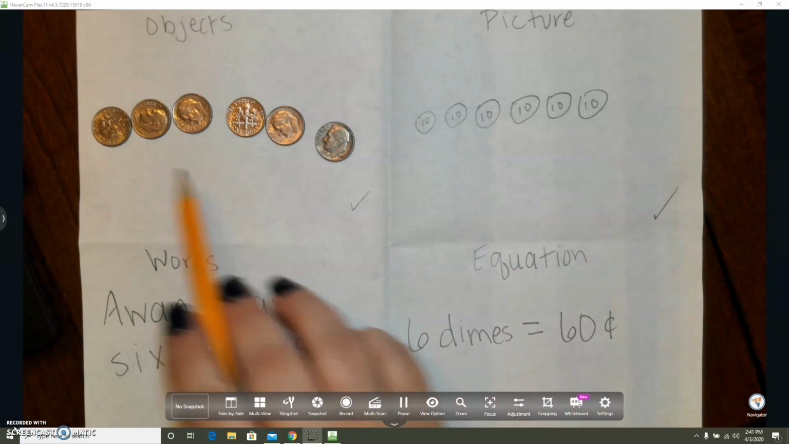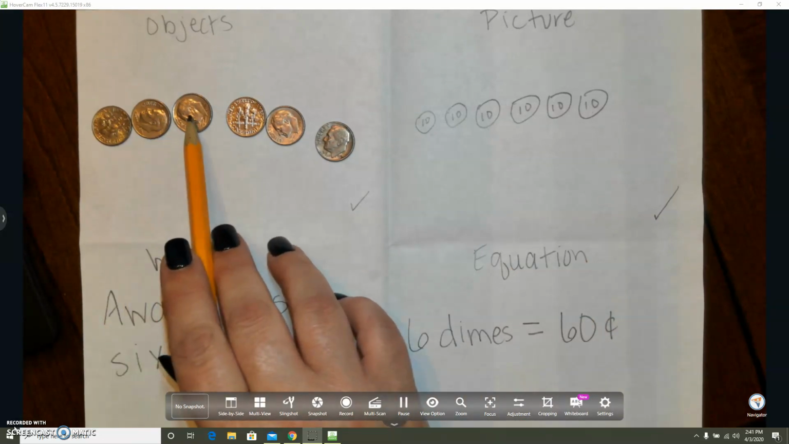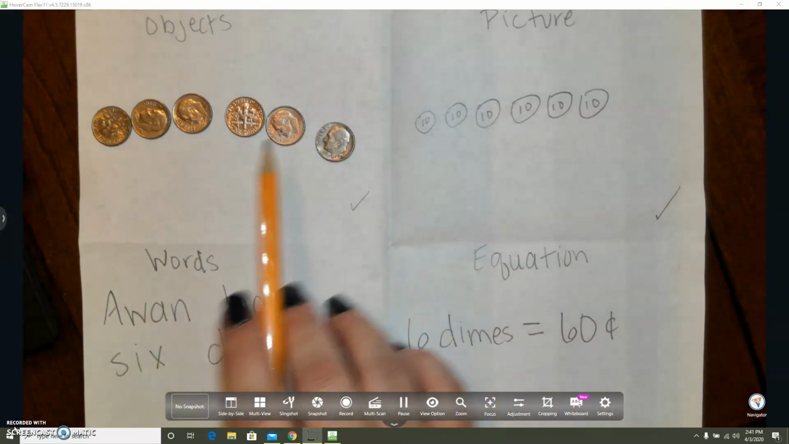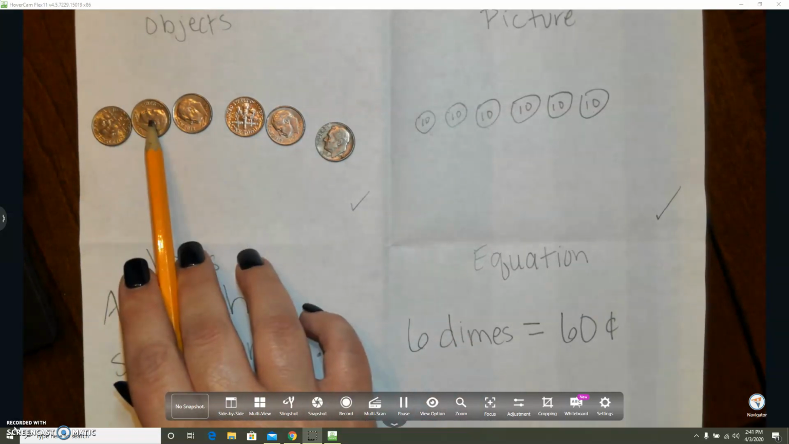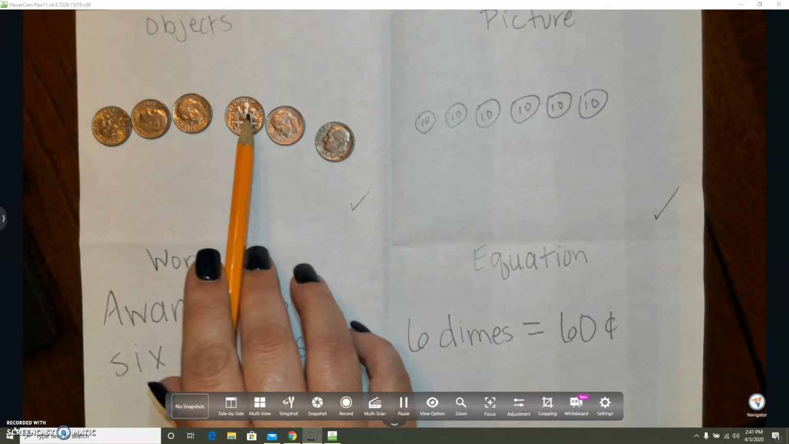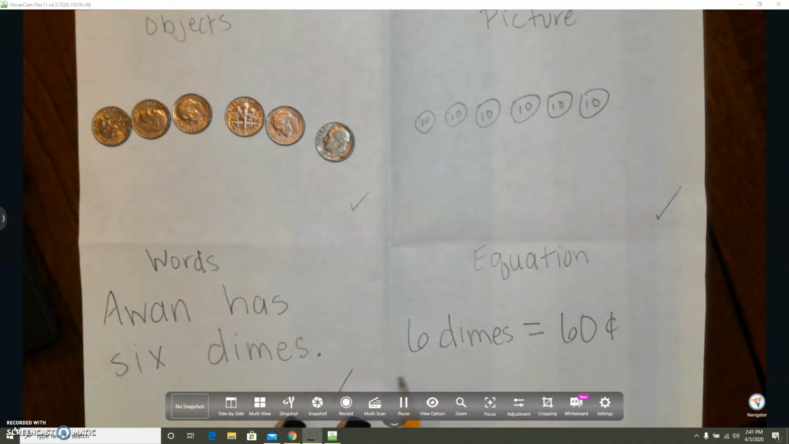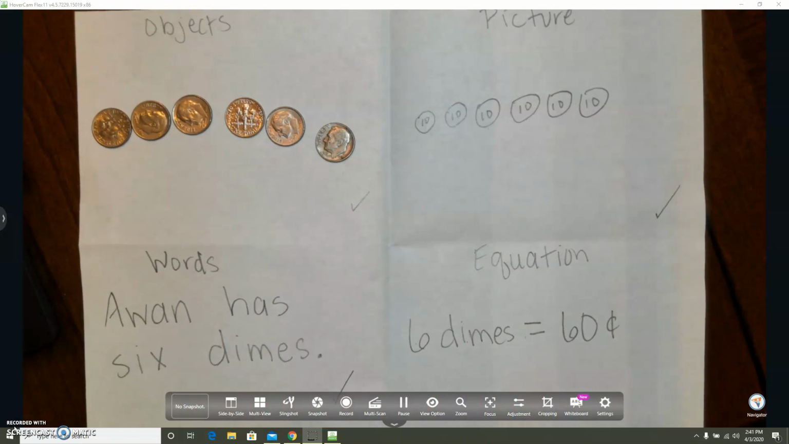If I have, look, I do have 6 dimes here. 1, 2, 3, 4, 5, 6. And this means I have 60 cents. 10, 20, 30, 40, 50, 60. So your equation could say 6 dimes equals 60 cents. And the answer to our question, how many dimes does A1 have? He has 6 dimes. So that would be your answer.